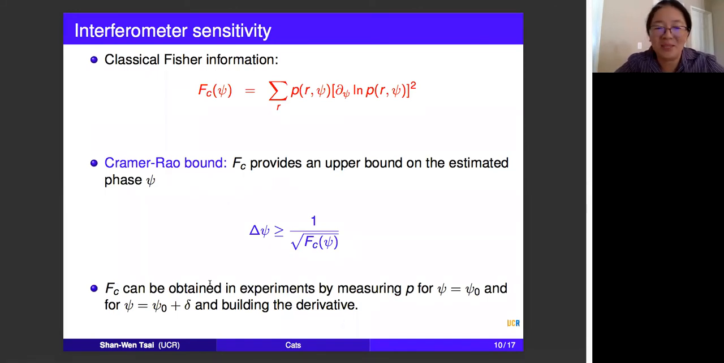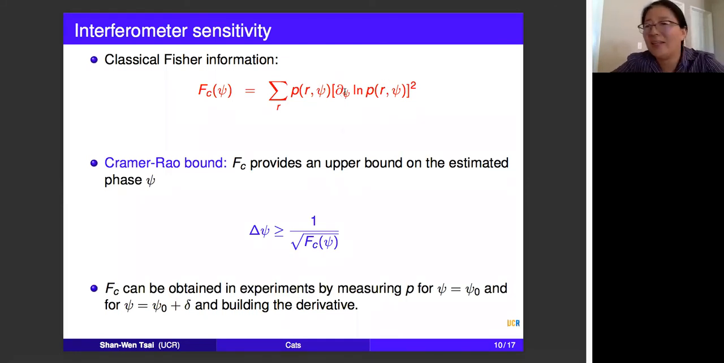It's a lot of work, but one can go through, because this probability distribution can be measured, therefore the Fisher information can be obtained by measuring that, actually building derivatives explicitly by changing this parameter. So this is another reason why it's useful, because it can be measured experimentally.